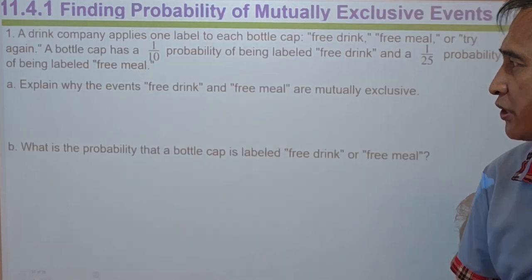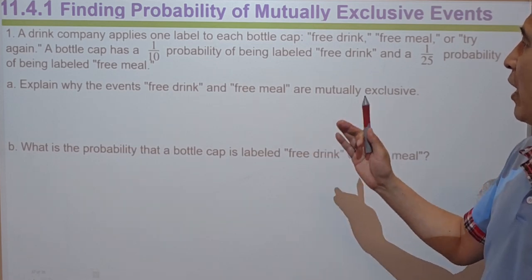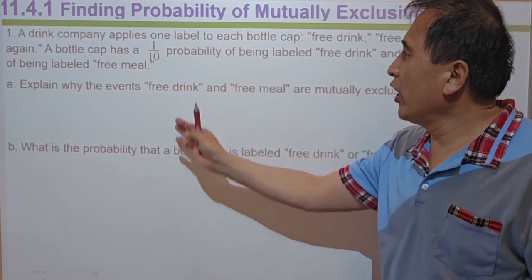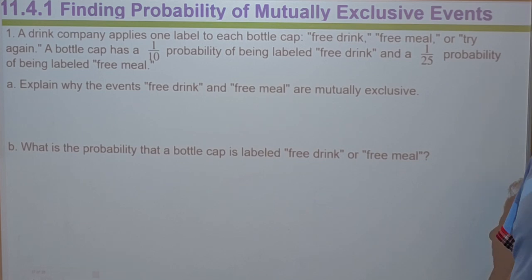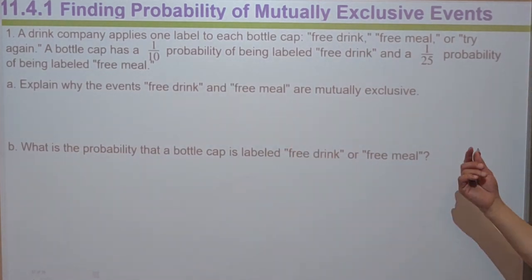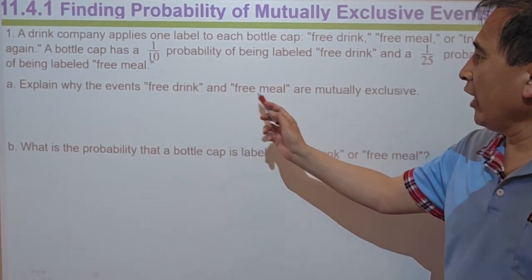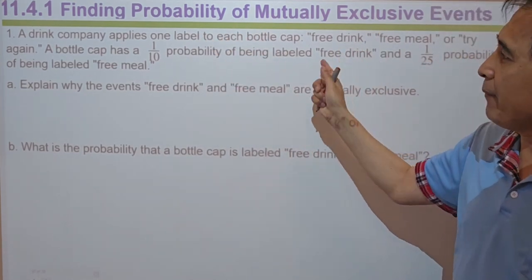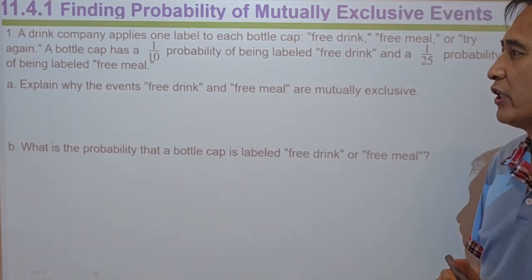Now let's look at another example. A drink company applies one label to each bottle cap: free drink, free meal, or free again. A bottle cap has a 1/10 probability of being labeled free drink and a 1/25 probability of being labeled free meal. Explain why the events free drink and free meal are mutually exclusive. Think: is free drink and free meal at the same time possible? No, because one bottle cap has only one label, so they cannot have both at the same time. So this is mutually exclusive.